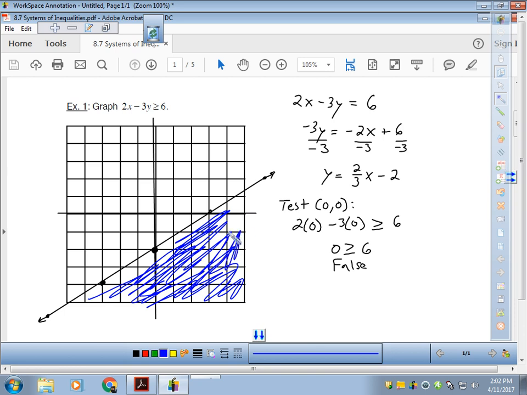And that's going to be how it works. Okay, so that's my solution set. Any point that's in this shaded area is going to be a solution to the inequality. Now, when you do these in MyMathLab, it works pretty much the same way. You're going to graph the line first, and then you'll use a little paint bucket tool to fill in which part of the plane you want to fill in. Okay.